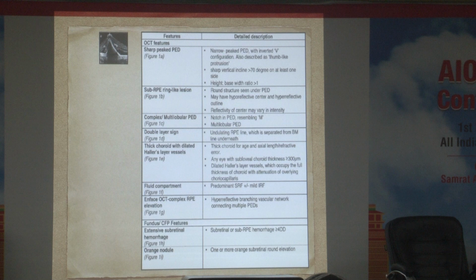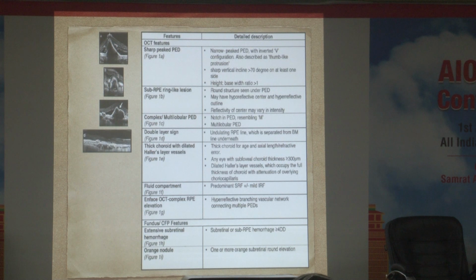Coming to the OCT features, there is presence of a sharp-peaked PED, which is a narrow-peaked PED with an inverted V configuration, also described as a thumb-like protrusion. There is a sharp vertical incline more than 70 degrees on at least one side. Sub-RPE ring-like lesion, in which a round structure is seen under the PED, may have a hyporeflective center and hyperreflective outline. Complex or multilobular PED, in which there is a notch in the PED resembling an M.